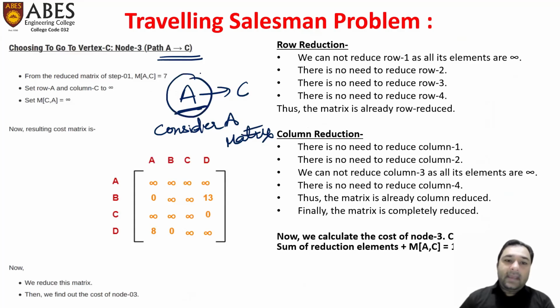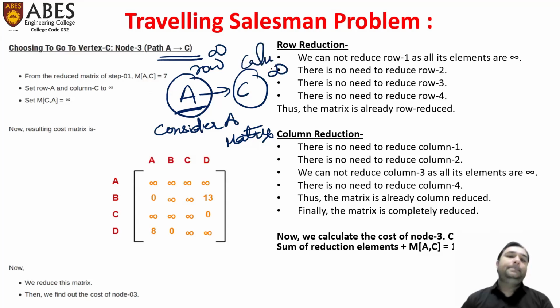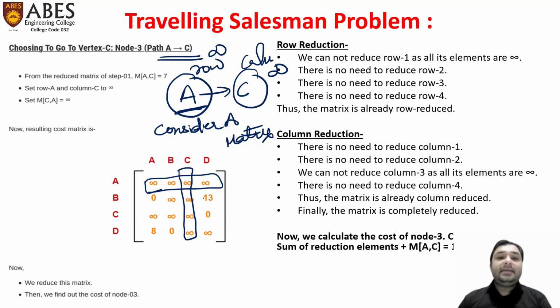Then make A row as infinity and make C column as infinity. That is this. Because A and C are behaving as the source and the destination, then make C comma A as infinity. After doing this, we see that there exists 0 in every row and column.